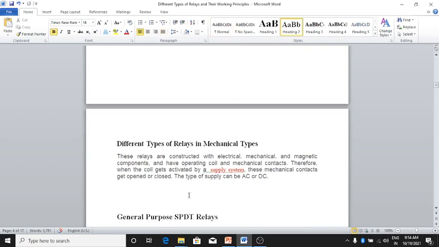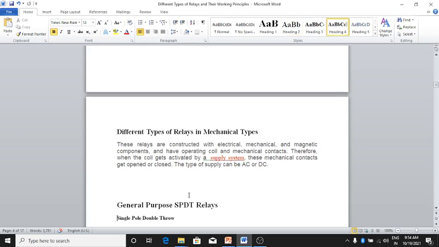In our syllabus, there is the mechanical type of relay. These relays are constructed with electrical, mechanical, and magnetic components, as I told you, and have operating coils and mechanical contacts. Therefore, when the coil gets activated by the supply system, these mechanical contacts get opened or closed. The type of supply can be AC or DC.